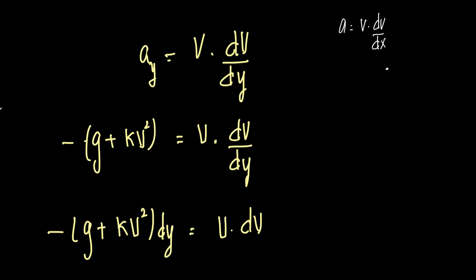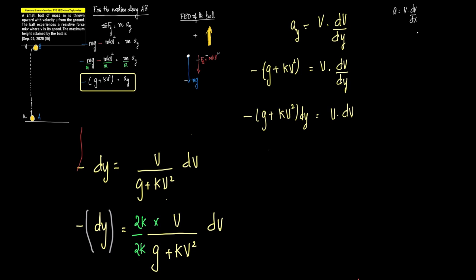Now look at this. What I'm going to do is bring this g plus kv square to the RHS, and I'll keep dy and negative on the LHS. So it would look something like this. We have minus dy kept here on the LHS. I'll take g plus kv square to the RHS. So now in the RHS we have v dv by g plus kv square.